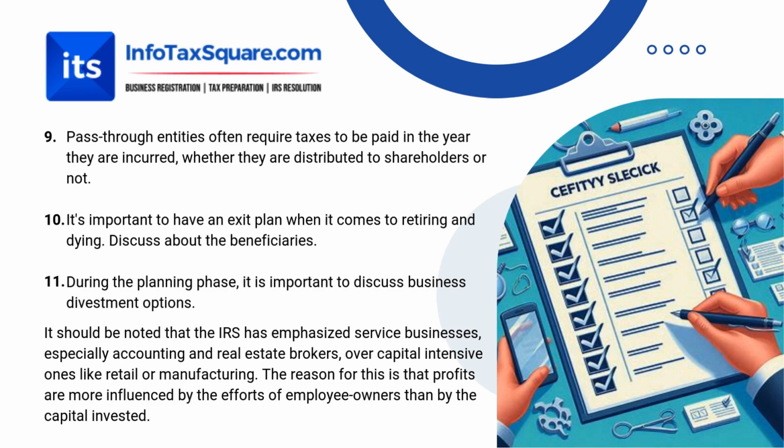Number 10. It's important to have an exit plan when it comes to retiring and dying. Discuss the beneficiaries. Number 11. During the planning phase, it is important to discuss business divestment options. It should be noted that the IRS has emphasized service businesses, especially accounting and real estate brokers, over capital-intensive ones like retail or manufacturing. The reason for this is that profits are more influenced by the efforts of employee owners than by the capital invested.